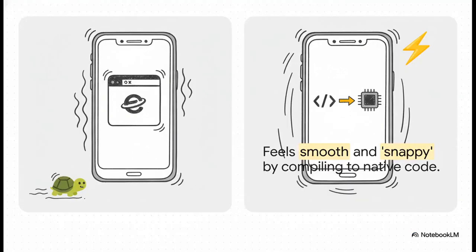See, a lot of those older cross-platform apps could feel, well, a little slow, a little laggy. That's because they were basically just a website stuffed inside an app wrapper. It looked like an app, but underneath, it was just a web page. But Flutter apps, they feel incredibly smooth and snappy. And that's because they are not a website in disguise.